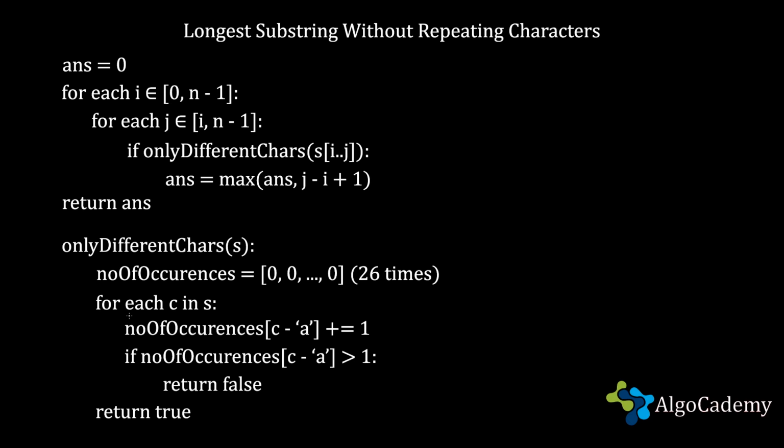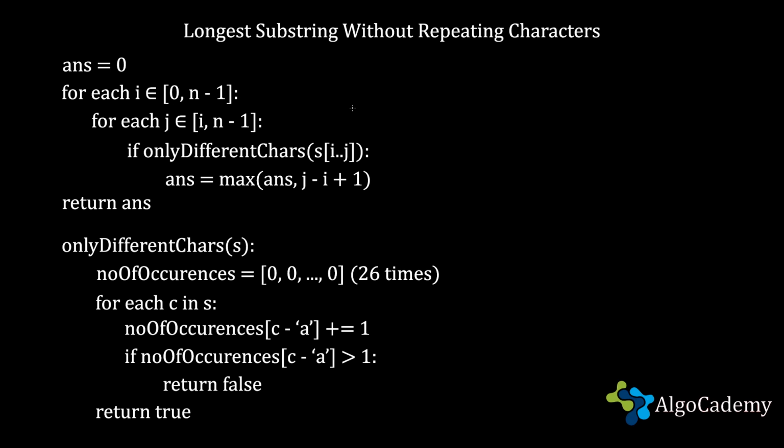And what I'm going to do is iterate through each character in my string. Then I'm going to increment the number of occurrences. As you can see, I do c minus A. So I make sure that I take the ASCII code and map it to a number from 0 to 25. I increment it by 1. And now, if the number of occurrences of this character is greater than 1, so I have encountered this character at least once in the past, I'm going to return false. In the end, I'm going to return true. And this is how the brute force approach looks like.